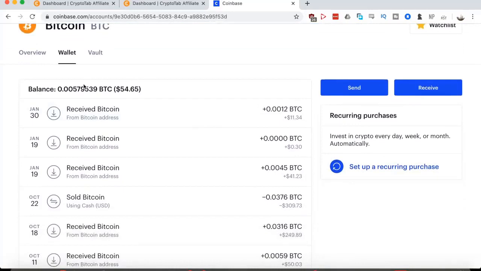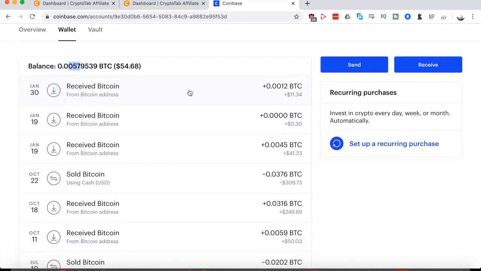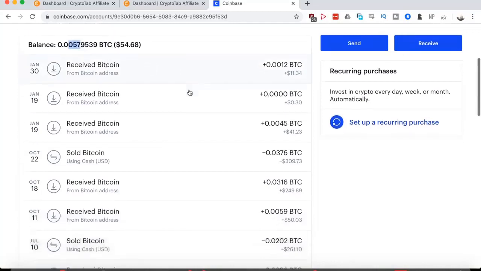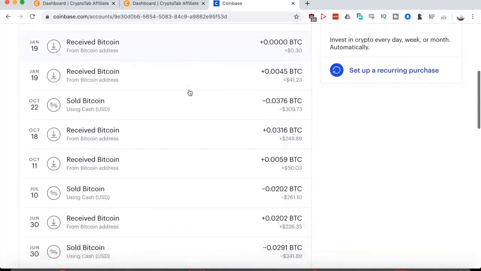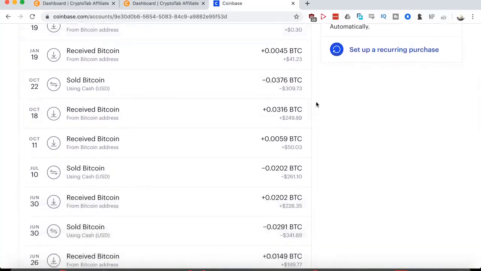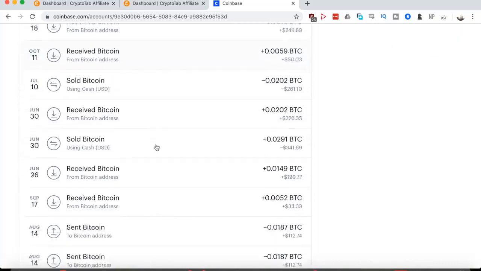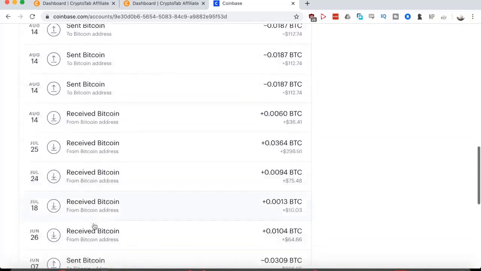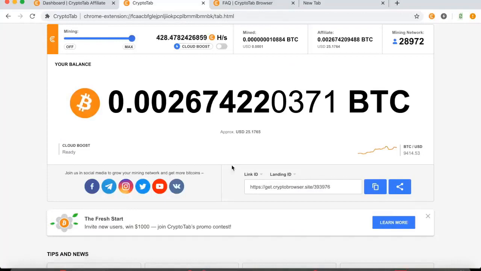So now you can see here that my current balance is 0.0057 Bitcoin. You can also look at all the transactions that I've done in the past, and most of these are from CryptoTab. So you can see that they do pay out and that I did receive $249, for example, and then I was able to sell it and receive cash for US dollars, a total of $309 actually. And yeah, you can just see it just keeps on going down, and I've had a lot of transactions that were very successful and were pretty quick from CryptoTab.